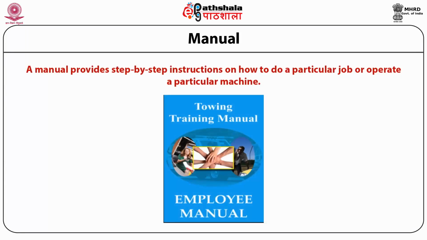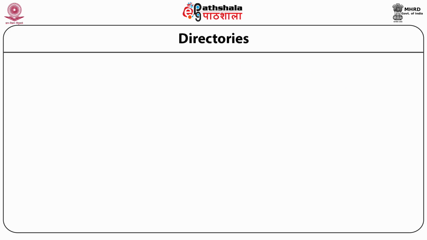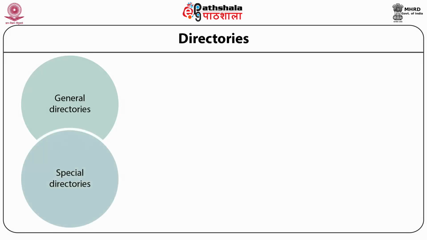Manual. A manual provides step-by-step instructions on how to do a particular job or operate a particular machine. Directories. A directory provides a list of names and addresses of people and organizations. General directories are telephone directories giving telephone numbers, names and addresses of the subscribers. These directories are compiled by post and telegraph departments. Directories of organizations are called special directories.